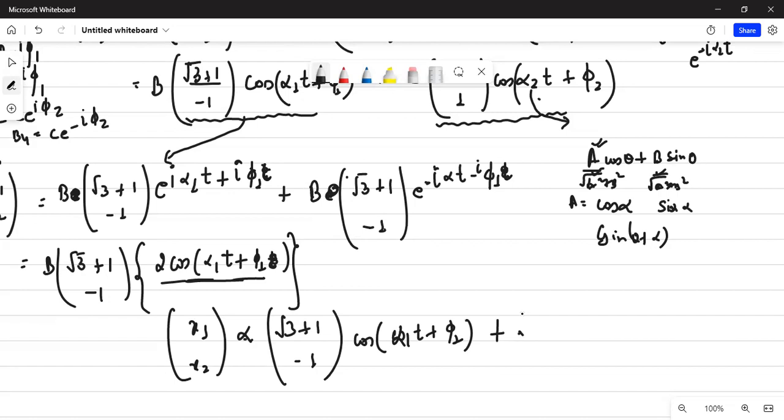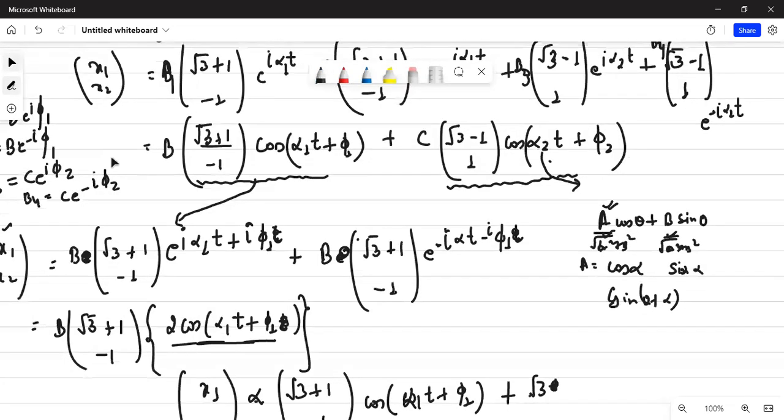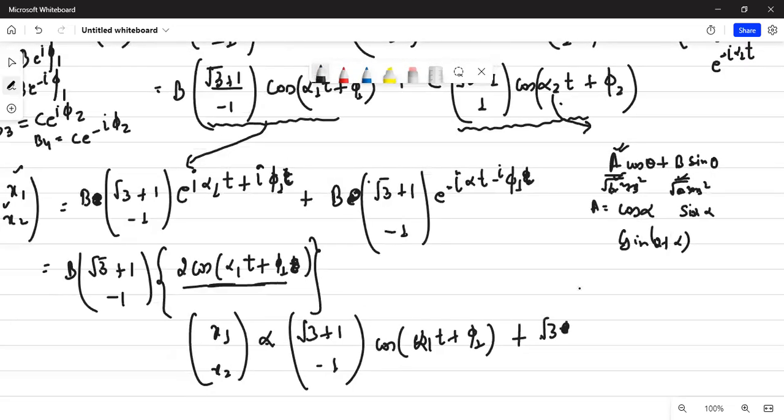And then another solution would be root 3, I think it was. एक मिनट से देख ही लेंगे यार, गलती ना हो जाए. Root 3 minus 1, 3 and then plus, and here you have cos of alpha 2 t plus phi. Okay, is that clear? So these two are the solutions.